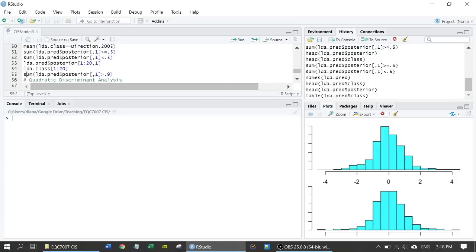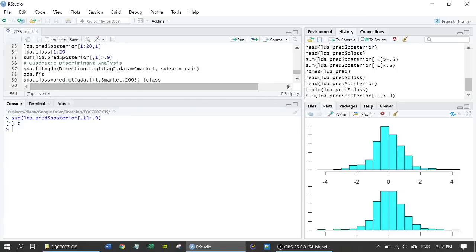So I'm going to run this one. So basically, what does it mean? We're looking at the LDA.pred$posterior, and we're looking at the first column, which corresponds to the down column. If the probability of going down is larger than 90%, or larger than 0.9, how many observations are there? Unfortunately, the number of observations is 0. So if you are interested, you can look at the further explanation from the book. It's quite interesting, actually.